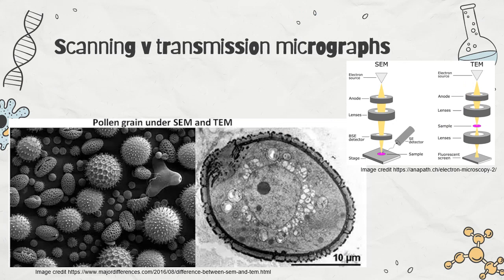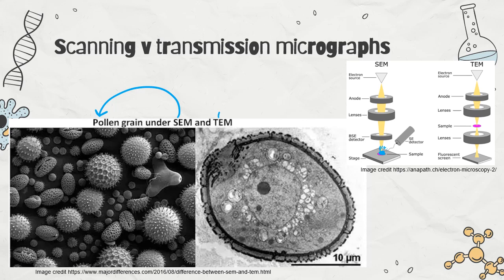Here are some pictures from a scanning electron microscope. So these are the surfaces of pollen grains. Again, we put our sample on the bottom, and then the electrons pop off of the surface and we get this lovely contoured image of the surface of our sample.